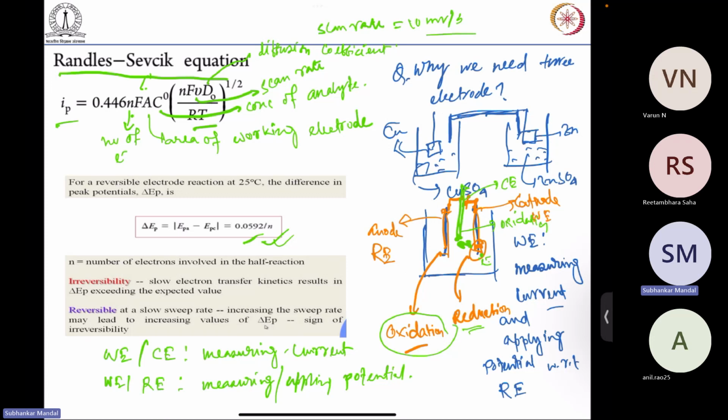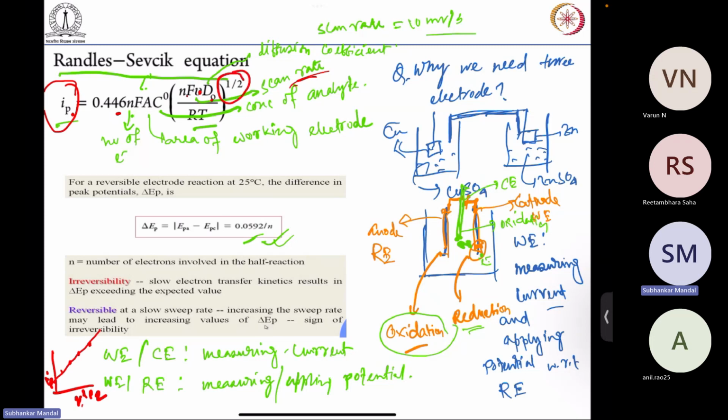Okay, now the Randles-Sevcik equation. So here you can see Ip, the peak current, is basically 0.446 n F A C0 square root of n F D0 over R T. Here nu is the scan rate. Now if you do the experiment at different scan rates, and you plot Ip, the peak current, versus the square root of the scan rate, then you will get the current value for different scan rates. It will be a straight line.